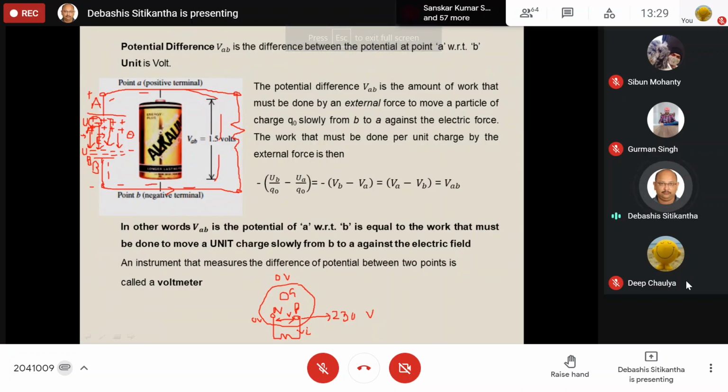And the underlying work that is taking place inside any source, whether it is a battery or a cell or a generator or an alternator or a solar cell, doesn't matter. The principles are all the same. That is why they are categorized as energy sources, which I have told you in the lab in the demo class.